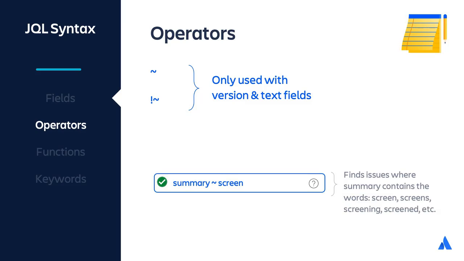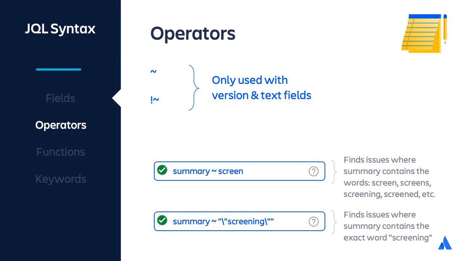For example, if you query summary ~ screen, this will return all issues where the word screen or simple derivatives of it, screens or screening or screened, appear. If you only want to return issues where the summary contained specifically the word screening, then you will need to put it in quotation marks, like the example on the bottom.